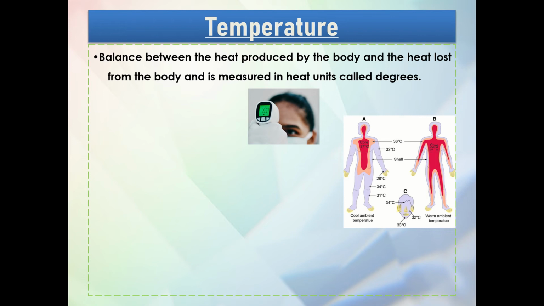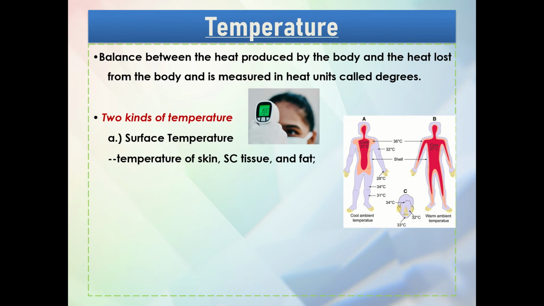So it's either degree Fahrenheit or Celsius. So again, pag temperature, this is the heat produced by the body and the heat lost from the body. Now, we have two kinds of temperature. First, you have the surface temperature. So this is the temperature of the skin, subcutaneous tissue, and fat.